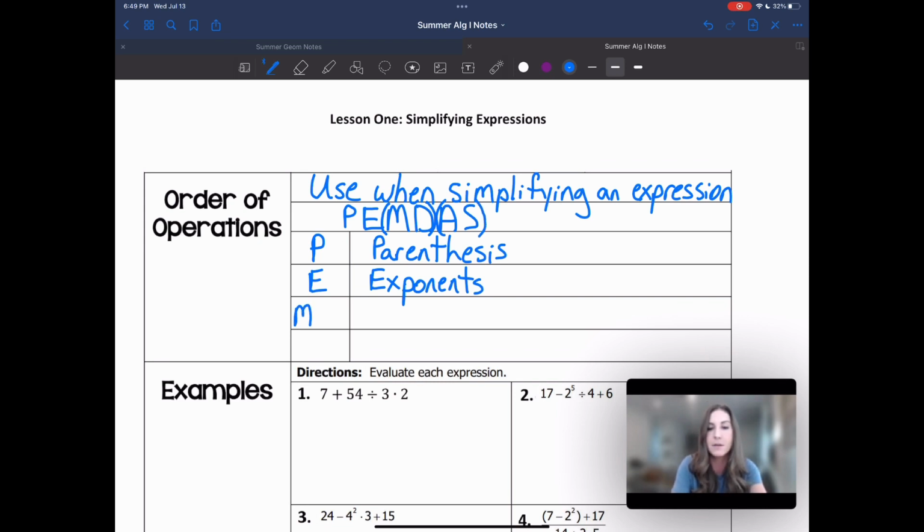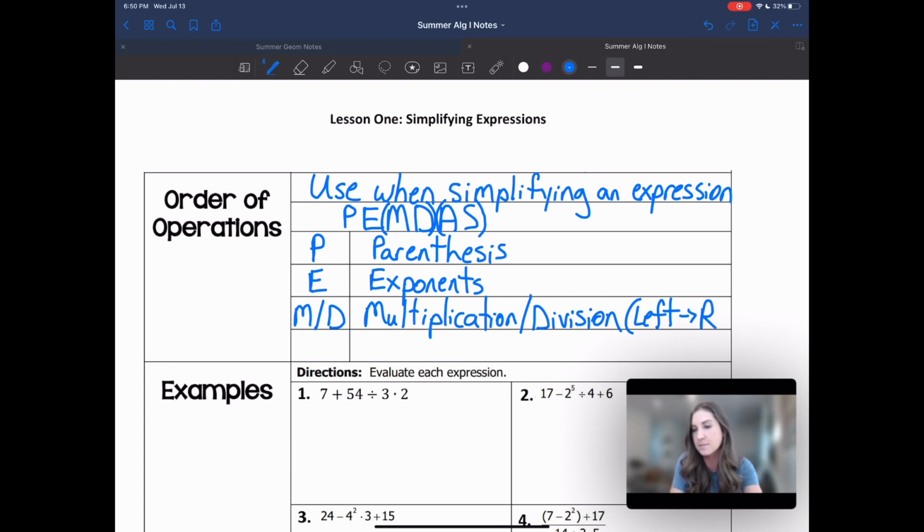So we'll put M/D right here, and we'll say multiplication / division. But it doesn't mean multiplication has to come first, okay? When you scan the problem from left to right, whatever operation you see first, whether it's multiplication or division, that one comes first. So let's put in parentheses so we're really thorough here. Let's put left to right. Running out of room. That's okay.